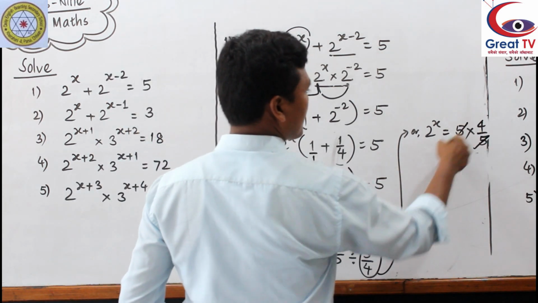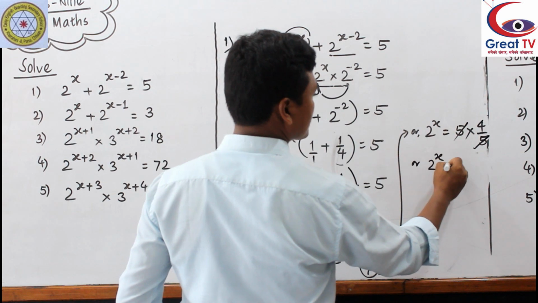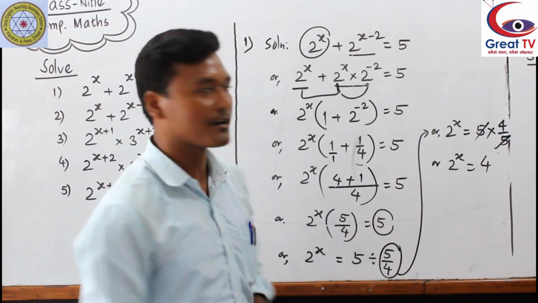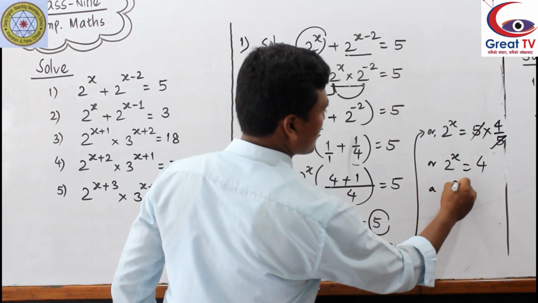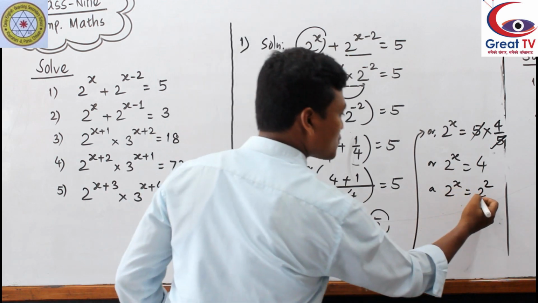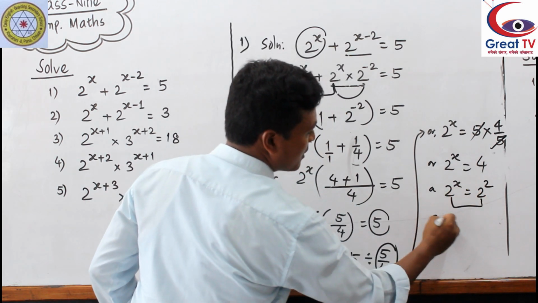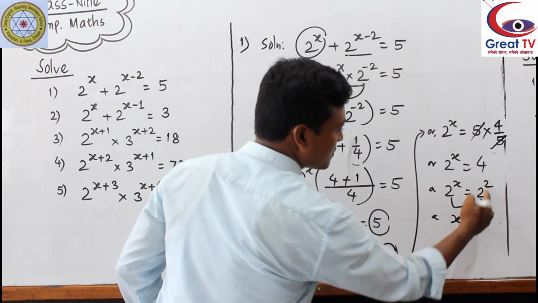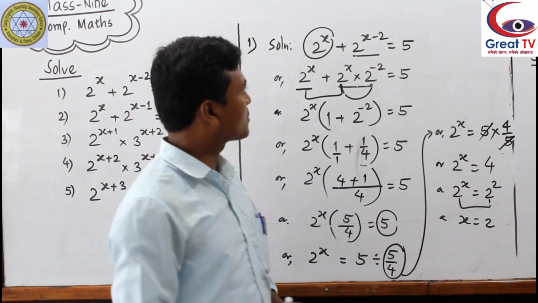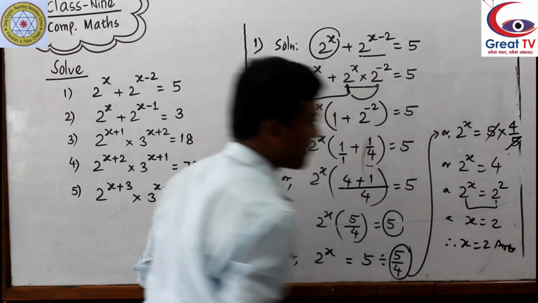So 5 cancels, and 2 to the power x equals 4 remains. This type of problem we read already. 2 to the power x equals 4 means 2 squared; we are doing this to make equal bases. Then x equals 2. The bases are the same, the powers are equal, so 2 is the answer.